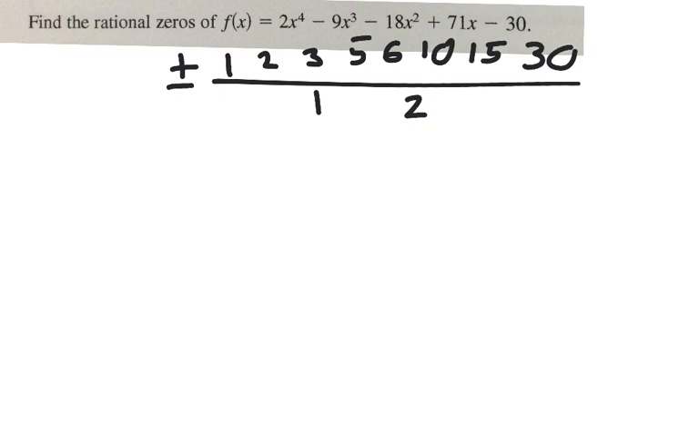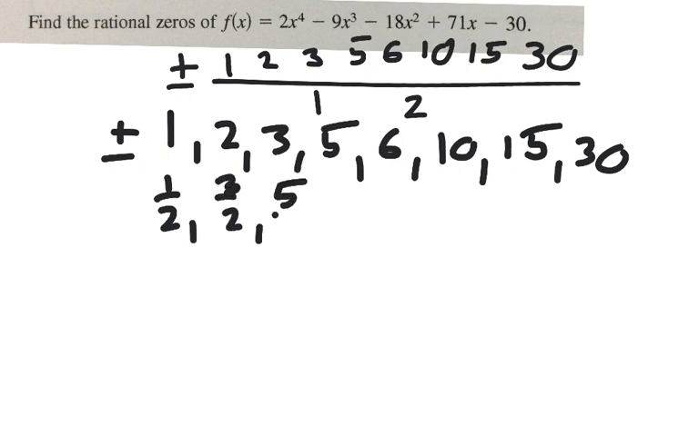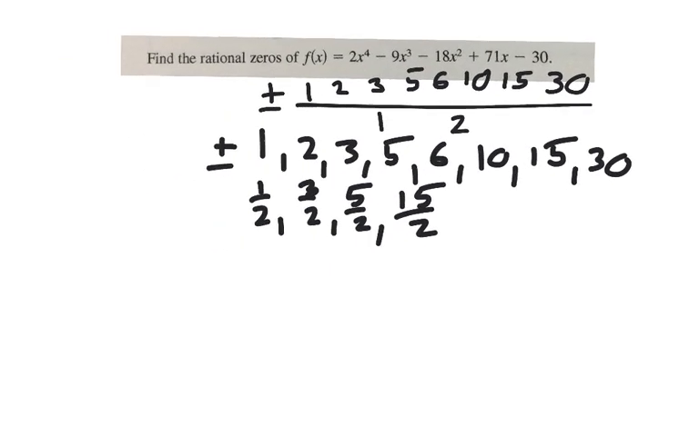So right here, the list of all possible rational zeros would be plus or minus 1 over 1, 2 over 1, 3 over 1, 5 over 1, 6 over 1, 10 over 1, 15 over 1, 30 over 1, 1 over 2, 2 over 2, which I already have listed as 1, 3 over 2, 5 over 2, 6 over 2, which I already have listed as 3, 10 over 2, which I already have listed as 5, 15 over 2, and 30 over 2, which I already have listed as 15. So I've only got 24 things to try. So not too bad.